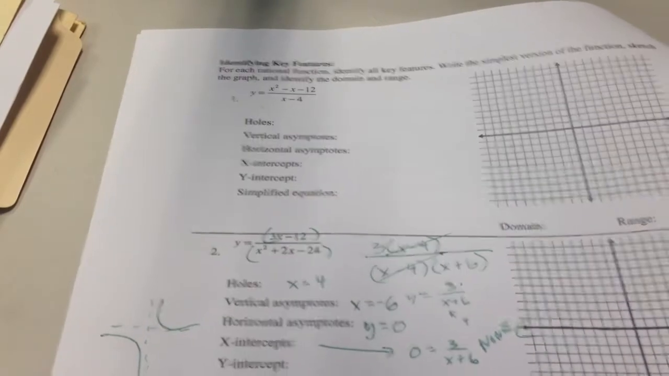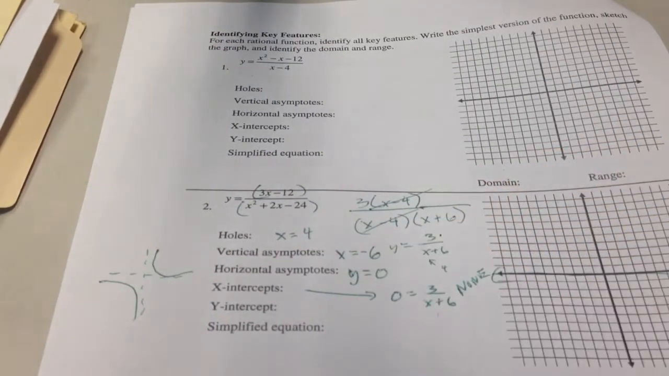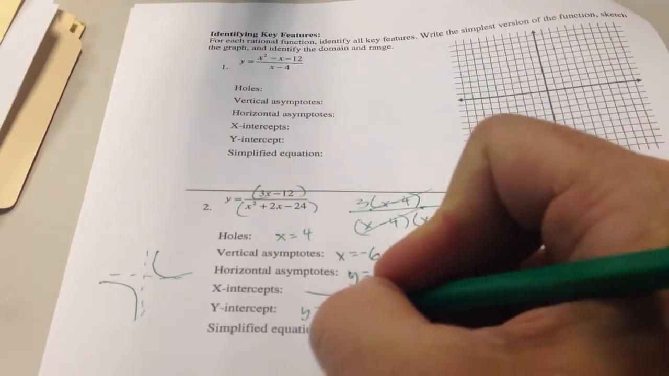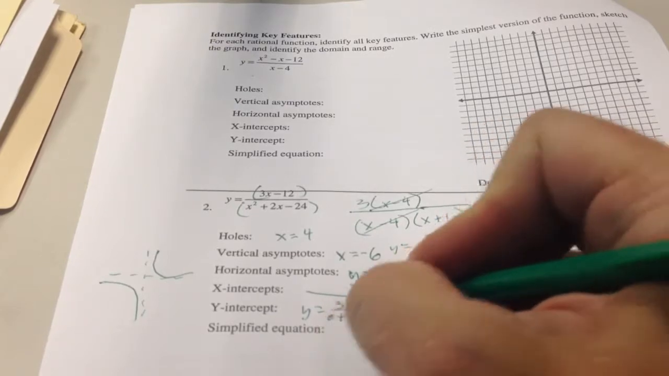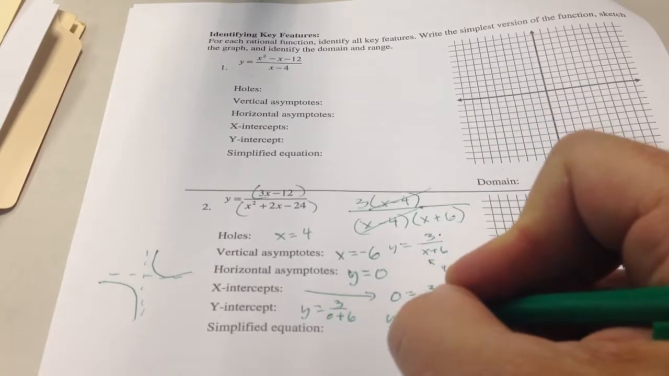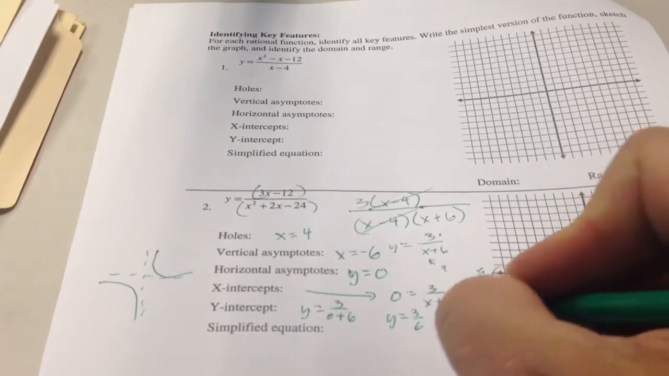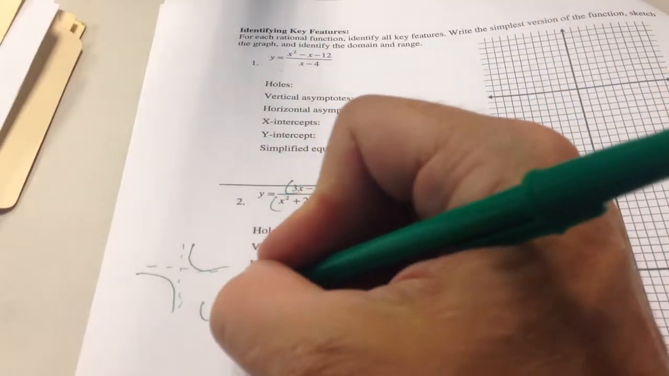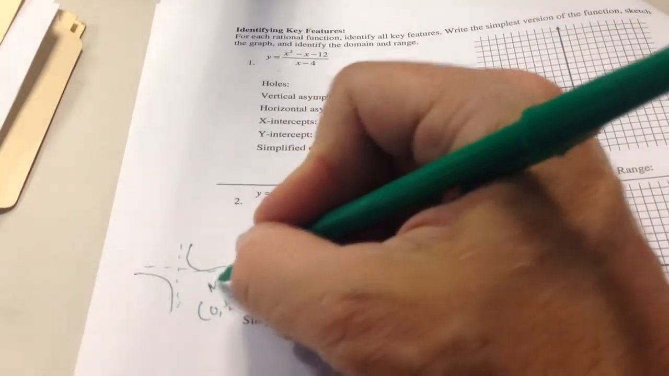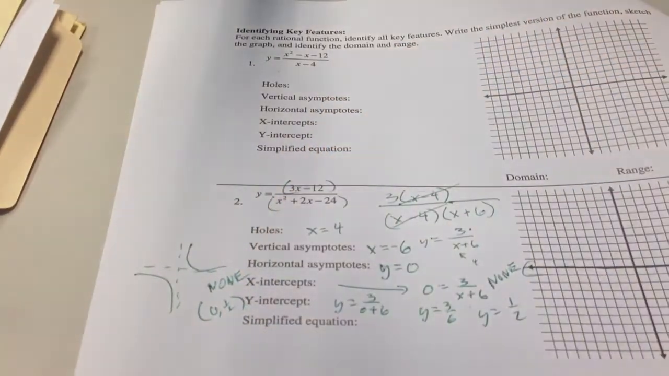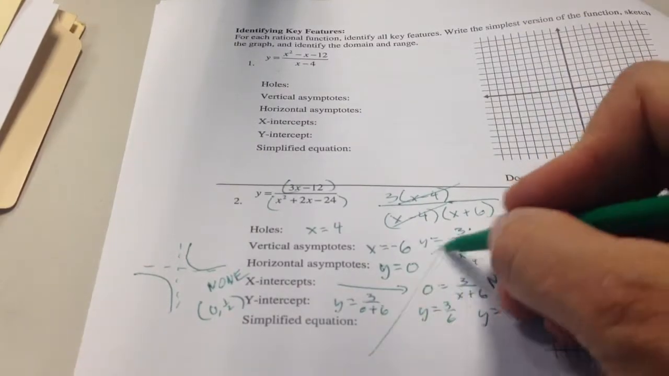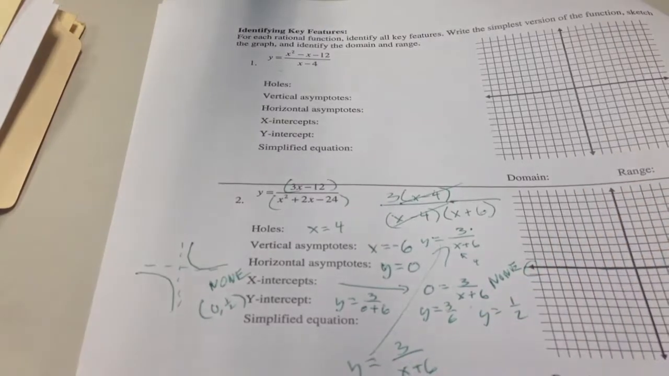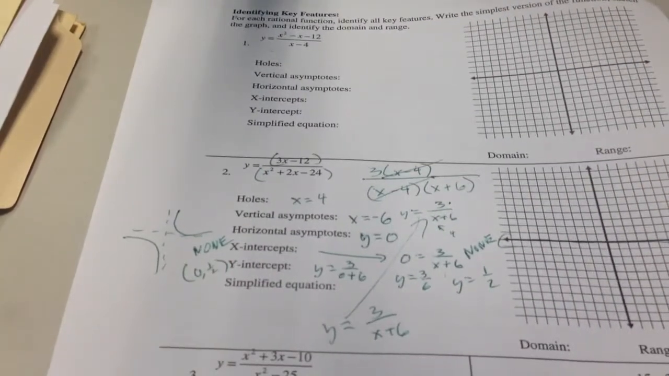And then the y-intercept is simply the same thing. I'm like, well, okay, y equals 3 over 0 plus 6. And I'm like, oh, that's 3 over 6, or 1/2. So my y-intercept is 1/2, or I can write it as (0, 1/2). Getting a little messy here. Well, this one was a none. And then finally, the simplified equation we already took care of. Probably should, I don't like the way this is ordered. I would actually ask that second. And then we go over and graph it.